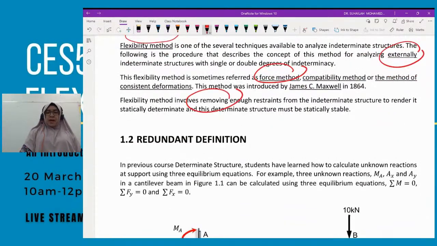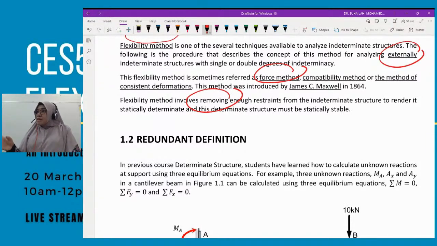Okay, removing. The flexibility method involves removing enough restraint. Means that if it is 4, how many do we need to remove? 1. If it is 5, how many must we remove? 2. Remove so that it becomes determinate. When we remove, the structure changes from indeterminate to determinate. After we remove the redundant, the structure becomes the primary structure.